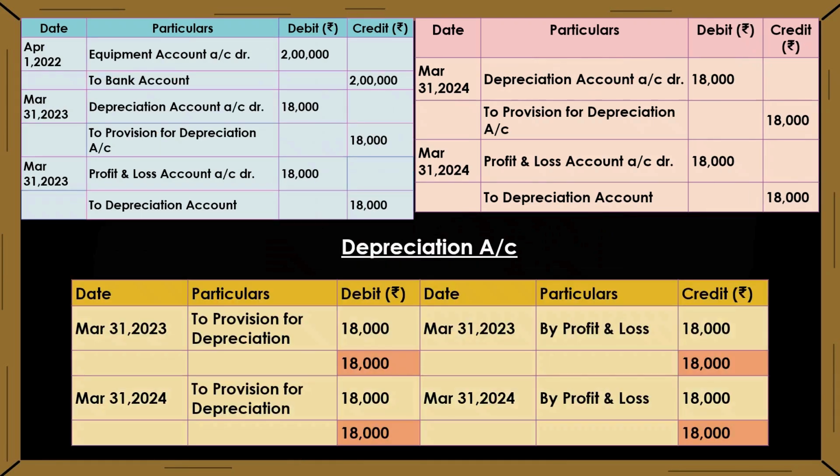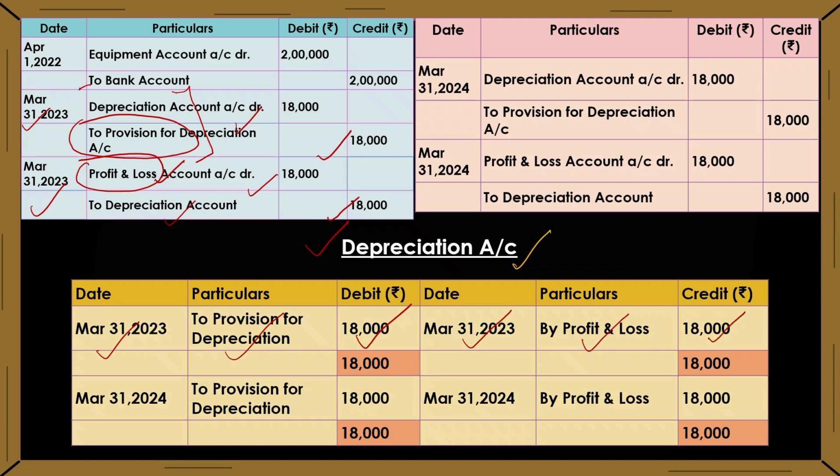So the next account which we are going to open now is the depreciation account. On March 31, 2023, we have passed the journal entry for depreciation. Depreciation account debit to provision for depreciation 18,000, 18,000. Here, in the journal entry, we have credited the provision for depreciation. So in the ledger of depreciation account, it will be debited March 31, 2023 to provision for depreciation 18,000. Again, on March 31, 2023, we have passed the journal entry of P&L account debit to depreciation account 18,000, 18,000. Here P&L account is debited. In the depreciation account, it will be credited March 31, 2023 by P&L account 18,000.